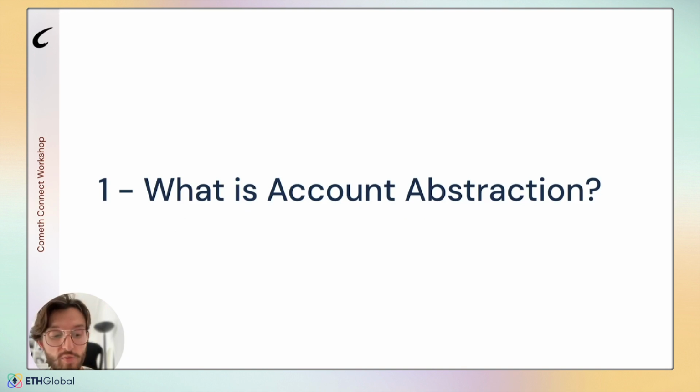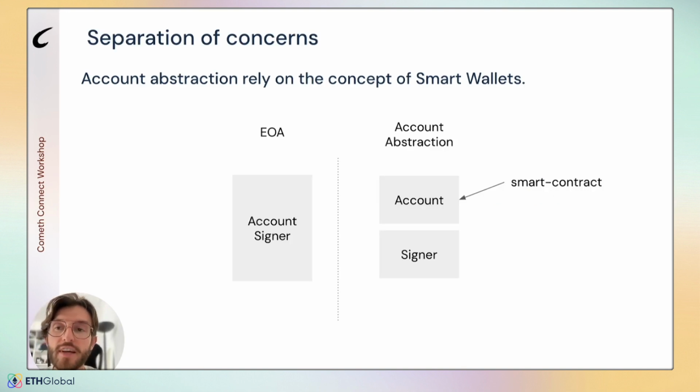So what is account abstraction? The idea is a separation of concerns. If you take an EOA, an externally owned account, you have the account and the signer as the same entity. For example, with a MetaMask account, you have a private key that allows you to sign transactions and messages, etc. And if you lose your private key, your signer, you also lose your account. So you lose all the assets that are in the account.